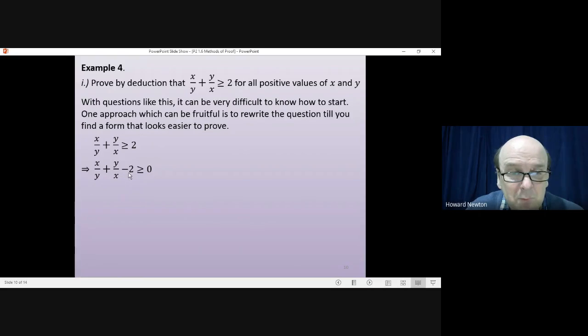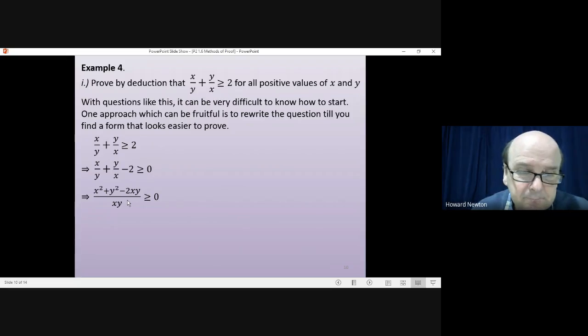That last fraction would be minus 2 over 1. We're going to add them all together to get 1 fraction, which means we need a common denominator of xy on the bottom of the fraction. Adding those together will give us this. If ever you add fractions together, it's a good idea just to quickly check that it looks right.